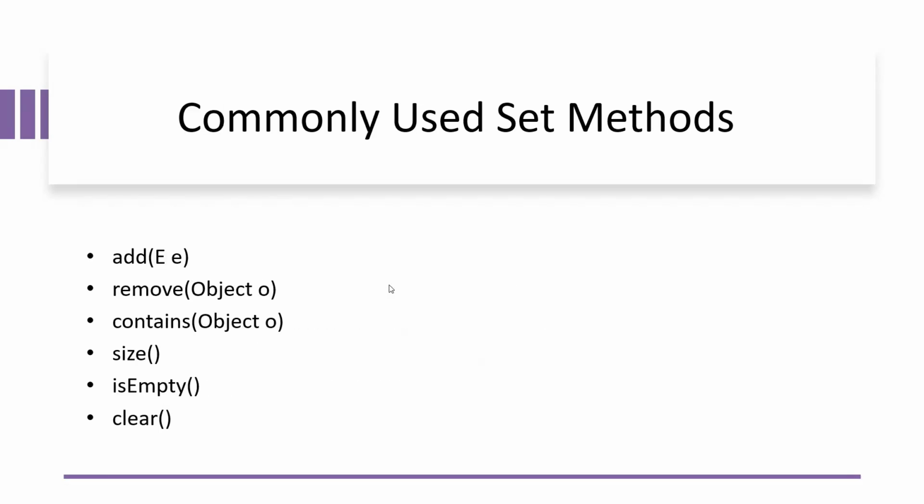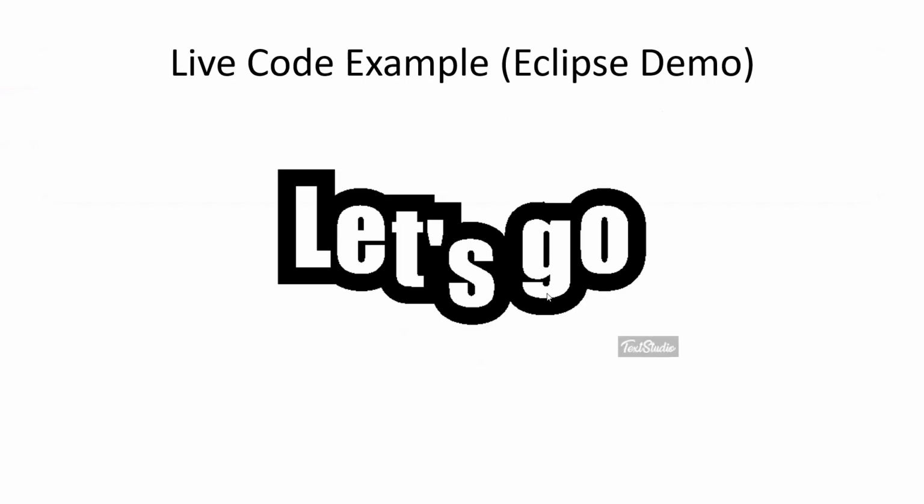Commonly used set methods. The add method we already went over. Remove. Contains. And contains is not unique to a set. Anything that implements the collection interface has the contains method. Size, that's not unique either. isEmpty, clear, that's not unique either. But these are commonly used methods. As a matter of fact, none of these methods are really unique, but they're commonly used in sets. All right, let's go.